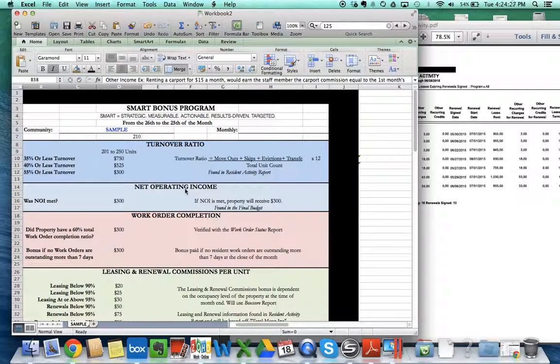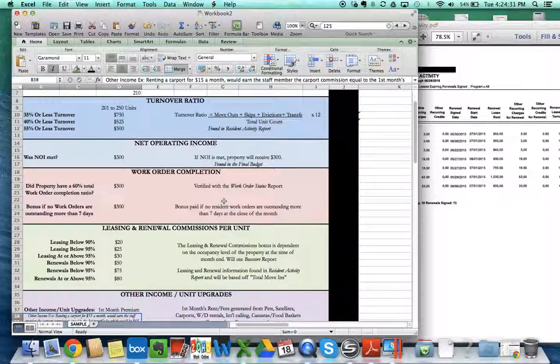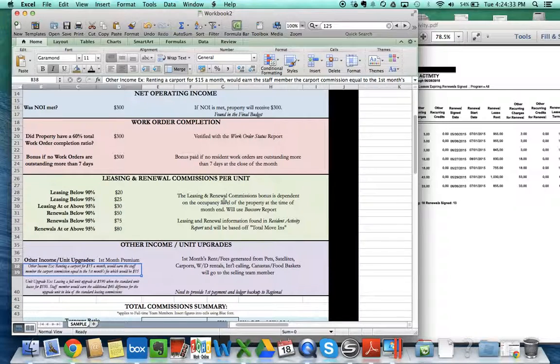Also, please make sure that you're submitting all of your SMART bonus worksheets to Comunidad first so that we can go over it and make sure that you're properly recording everything correctly so that you're compensated correctly every time, and we can figure this out before we submit to regionals.